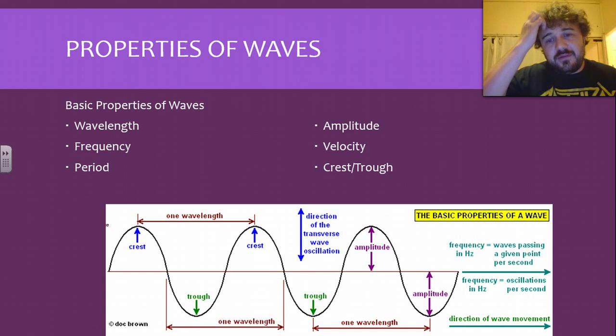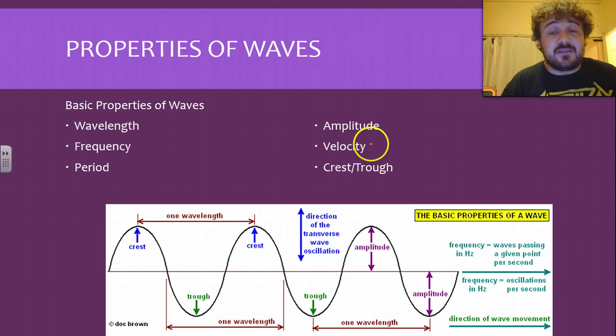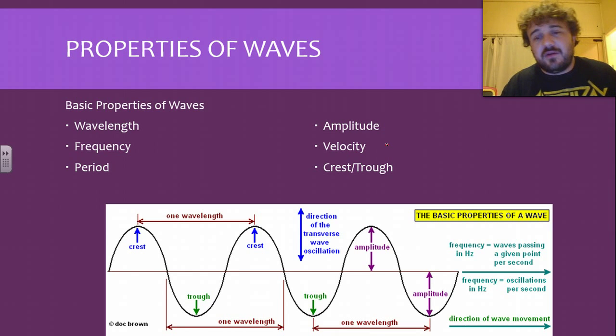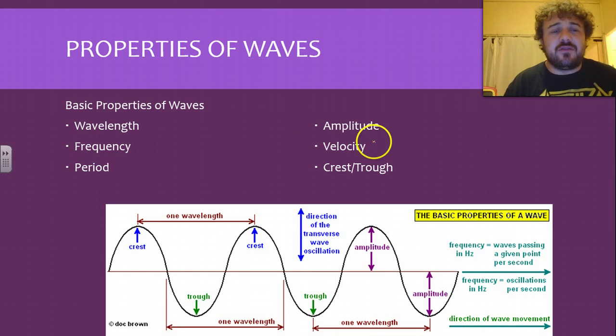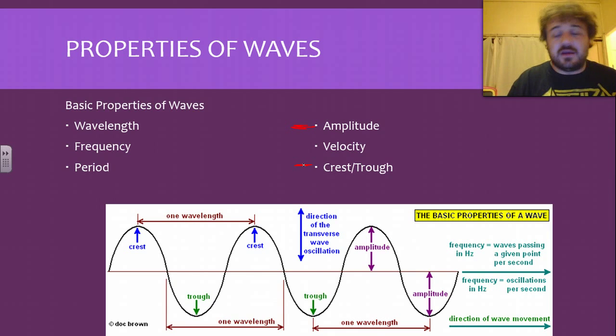Alright, so the properties of waves that we are interested in are the wavelength, frequency, period, amplitude, velocity, or the speed of the wave, which depends on the type of wave, obviously, and the crest and the trough. Now, to be fair, that is a measure of these two right here.